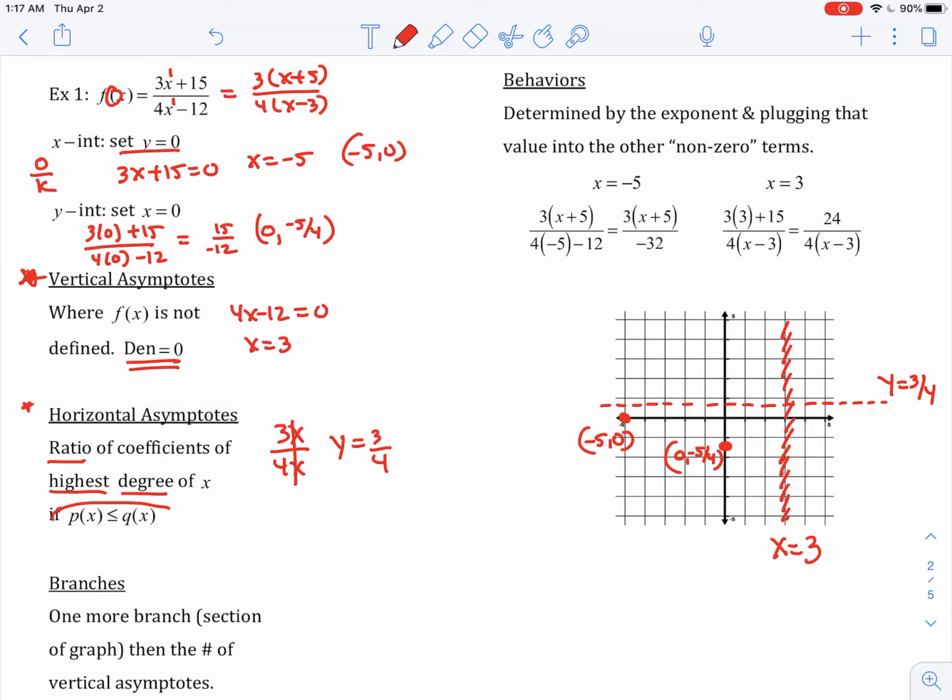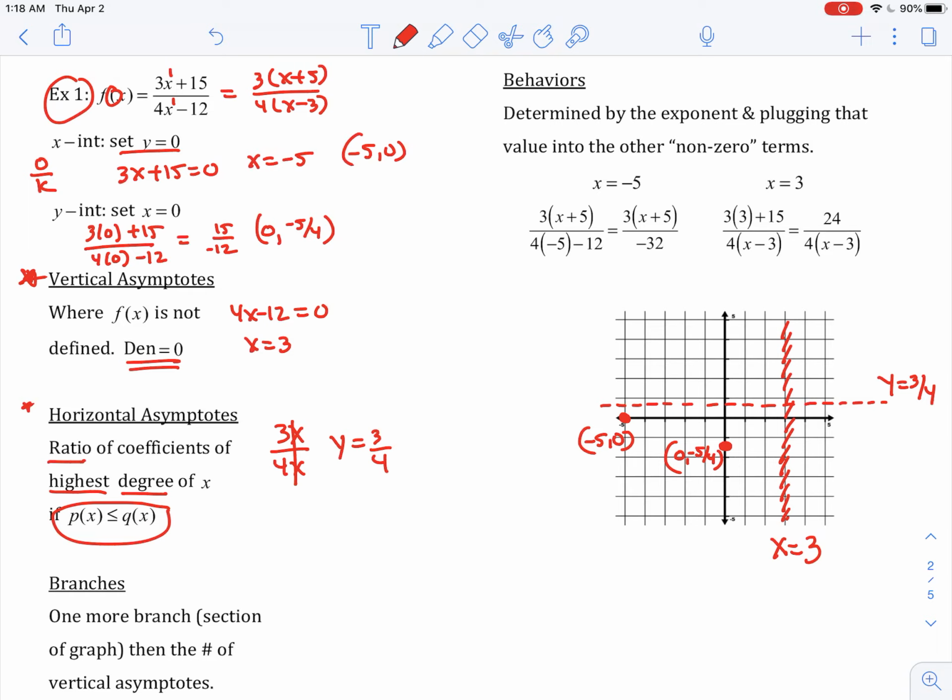Now, we're only going to be dealing with horizontal asymptotes if the degree of our numerator is smaller than the degree of our denominator, or if the degree of our numerator is equal to the degree of our denominator. In our example in number 1, the degrees in the numerator and denominator were equal. We had an x to the first in both. There are asymptotes where the degree in your numerator is larger, but those get into oblique or slanted asymptotes.